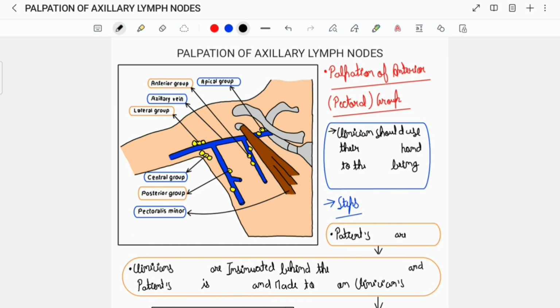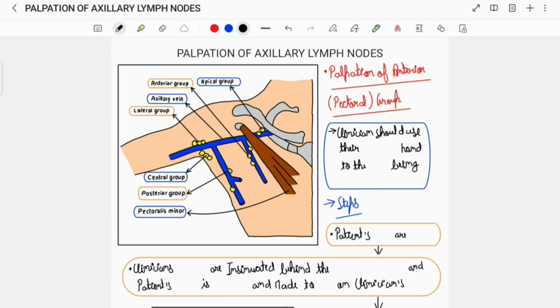Hey everyone, today I'll be talking about palpation of the axillary lymph nodes. Before proceeding, to know more about the anatomy of axillary lymph nodes, you can check out my YouTube video on the same, the link for which has been mentioned in the description below.